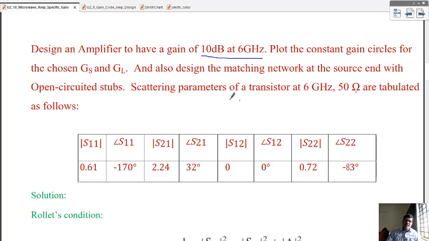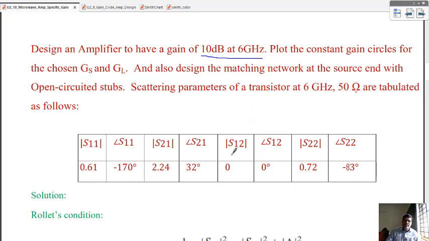So this S parameter is given for the one active device. This S parameter can be obtained from the manufacturer's data sheet. So here the first thing is we have to test its stability.